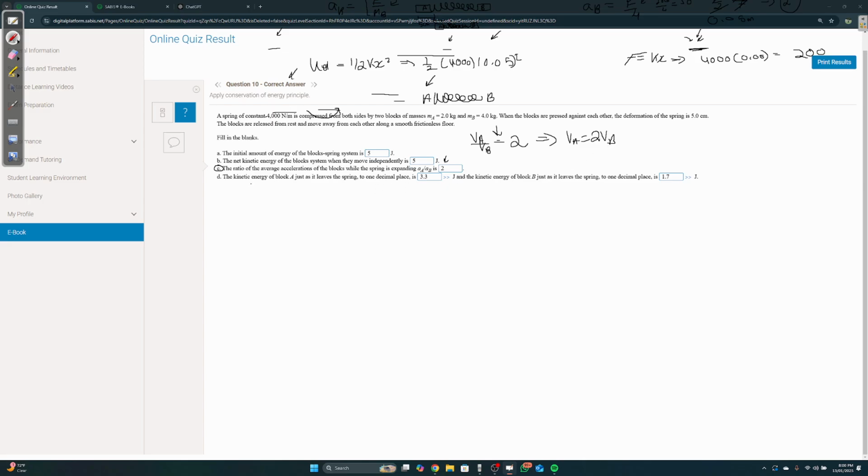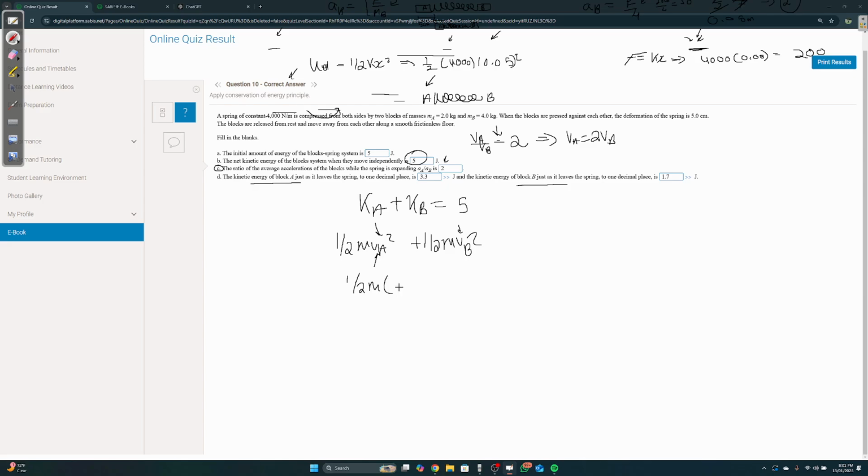Now what are we trying to find? The kinetic energy of A and the kinetic energy of B. We know that kinetic energy of A plus kinetic energy of B is equal to 5, right? We said it here. The kinetic energy of A is half m VA squared, the kinetic energy of B is half m VB squared. Isn't VA equal to 2VB? Yes, it is, right? So you can substitute VA with 2VB.